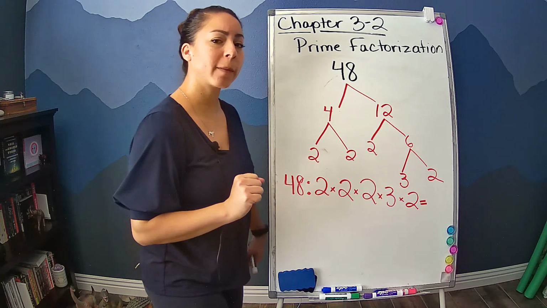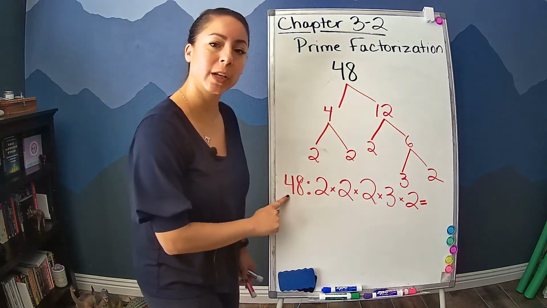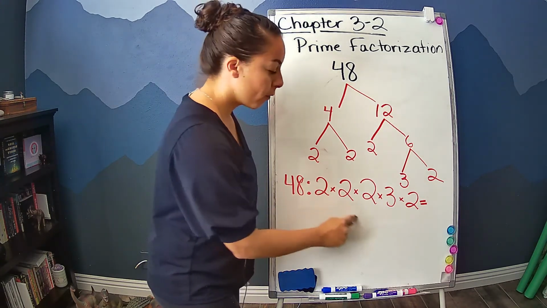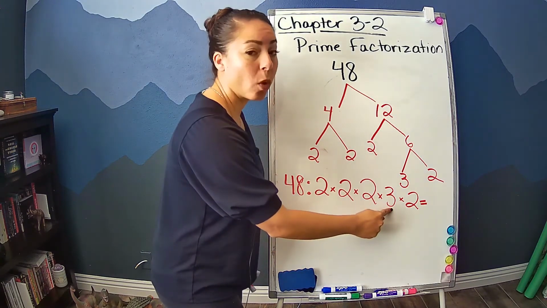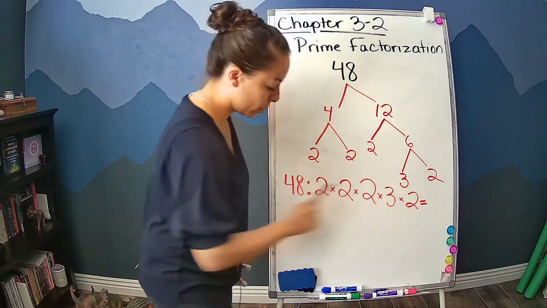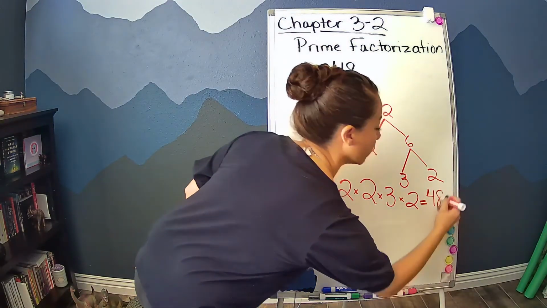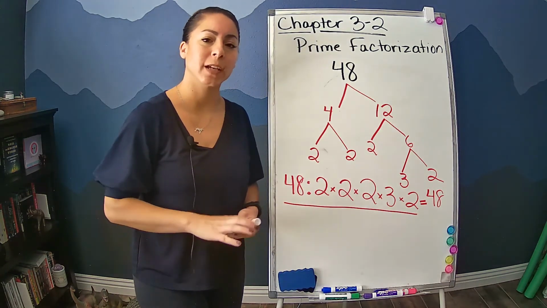I'm going to double check myself. All I have to do is multiply these numbers and make sure I get 48. So let's try it out. 2 times 2 is 4. 4 times 2 is 8. 8 times 3 is 24. 24 times 2 is 48. So yes, I am correct. So this is my correct prime factorization.